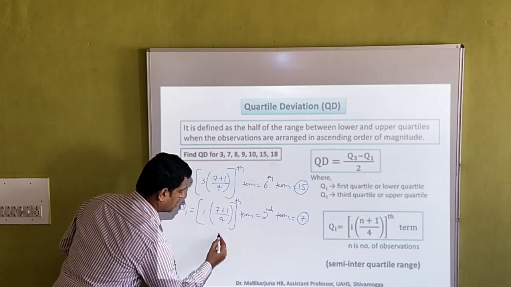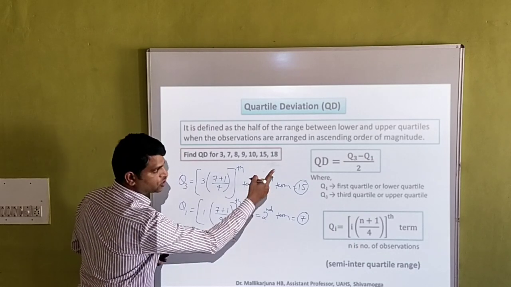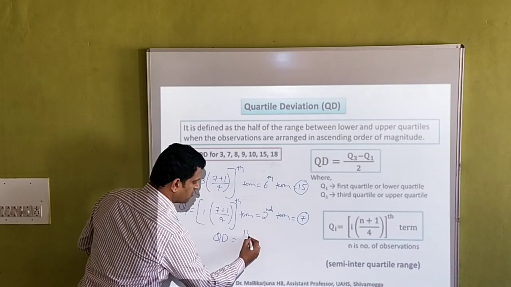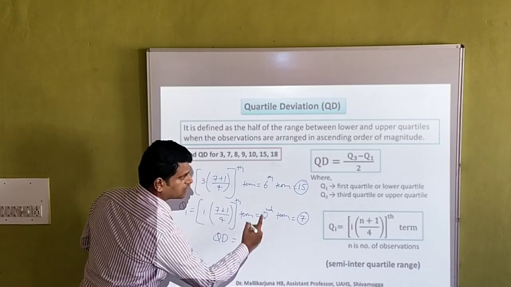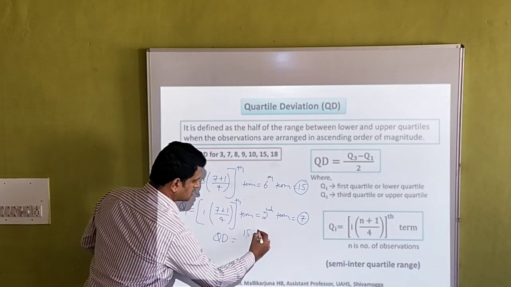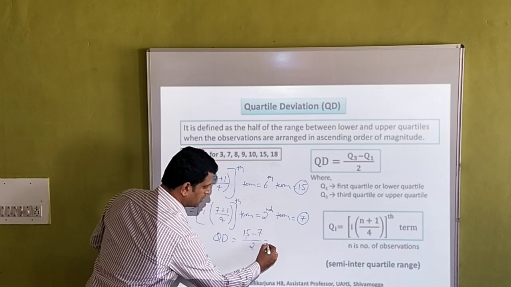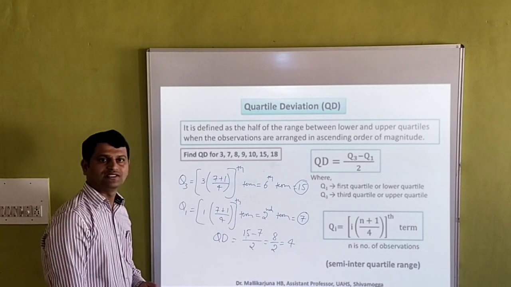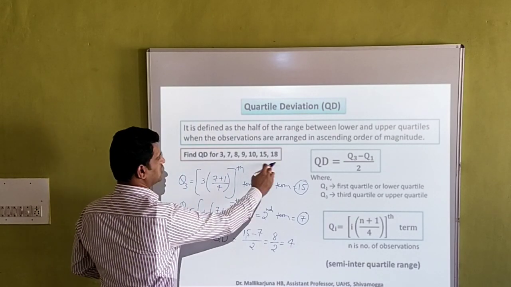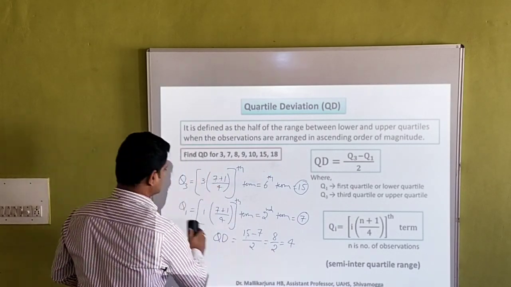So by the formula, QD is equal to (Q3 minus Q1) whole divided by 2. Q3 is 15 minus Q1 is 7, whole divided by 2, is 8 by 2, which is equal to 4. 4 is the quartile deviation for this set of observations.